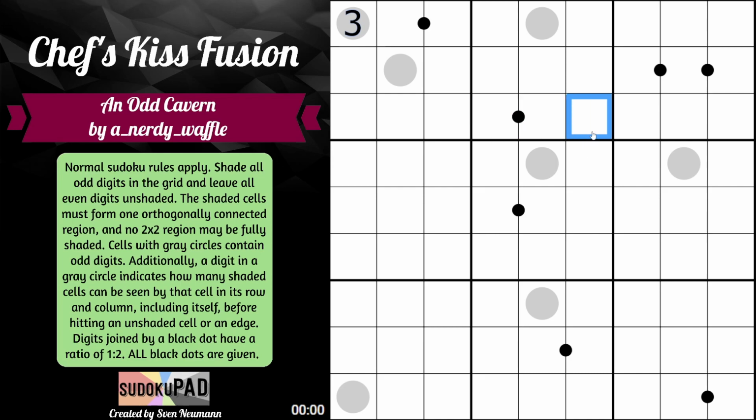But something that is interesting is that negative constraint that I mentioned earlier that a nerdy waffle threw in here. All black dots are given. What that means is that if this is a 1, none of these cells can be 2 because all the black dots are given. If this is 4, none of these cells could be 2 or 8 because, again, all black dots are given. So that's a negative constraint we have, that the only place where you can have a 1 to 2 ratio is in fact where we see a black dot. So I'll have to keep that in mind as we play through this.